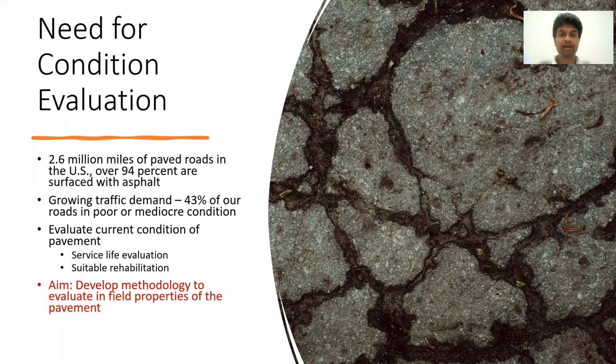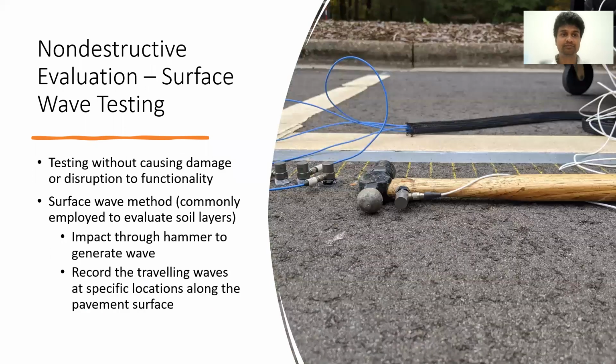These are the black roads that you drive on a daily basis. Over the years, the traffic demand has been consistently growing, and it is estimated that 43% of our roads are in poor or mediocre condition. Thus, it is important to evaluate the current condition of pavements to find their remaining service life, and to find the best suitable rehabilitation method to increase it. Thus, the aim is to develop a methodology to evaluate the in-field properties of pavement layers.